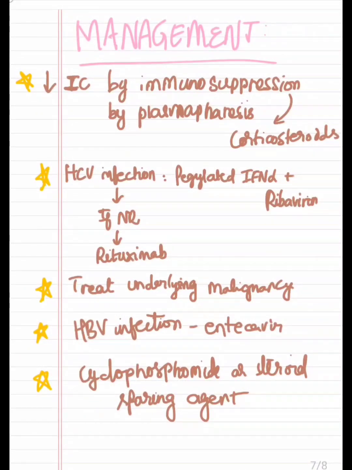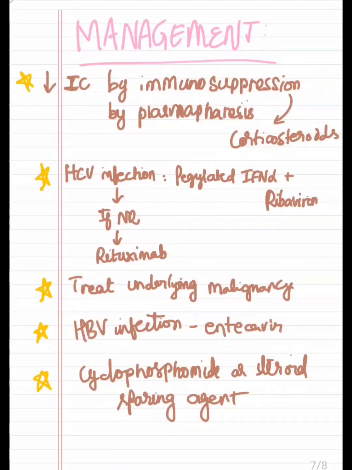Coming to management, essentially here you have to see that the immune complex levels are reduced. This you can do by immunosuppression or by plasmapheresis. The primary immunosuppressive agents are corticosteroids. We start with them, and if there's an HCV infection, we give pegylated interferon alpha along with ribavirin. If it is not responsive to this treatment, we can also go for rituximab. Then if there's any underlying lymphoproliferative disease or any other malignancy, you have to treat that. And for HBV infection, there have been some positive results with entecavir.